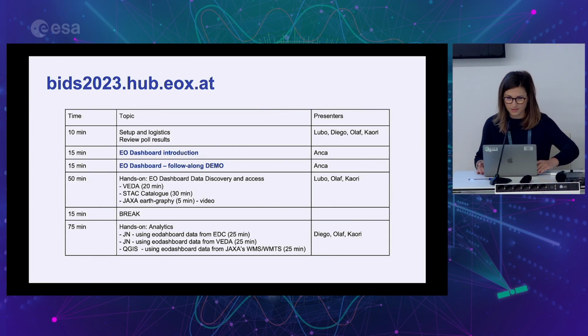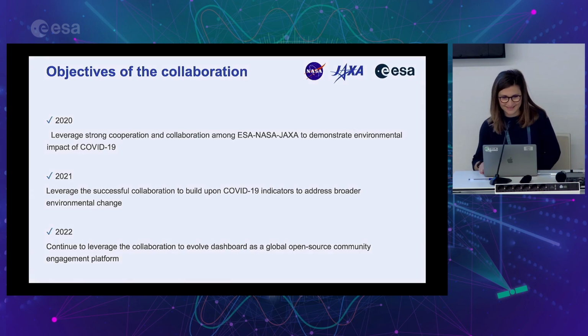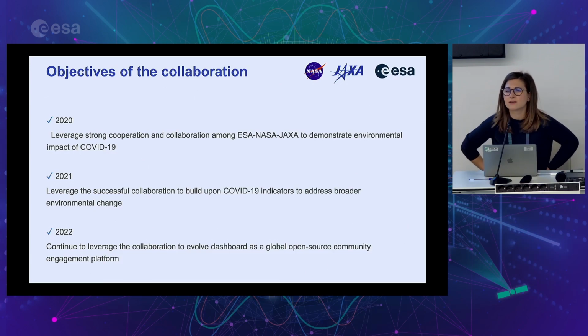Or yes. Okay, so this is a project that we started in 2020. It's a collaboration between ESA, NASA, and JAXA. And in 2020, we started this cooperation with the objective to see if we can use the tri-agency satellite data and see if we can identify some impacts on the society from space, using our tri-agency data sets. And we launched the dashboard, which is the one that you will be working with today.